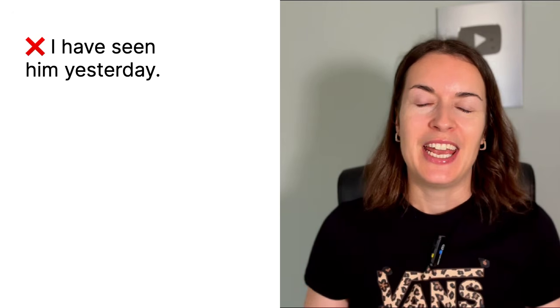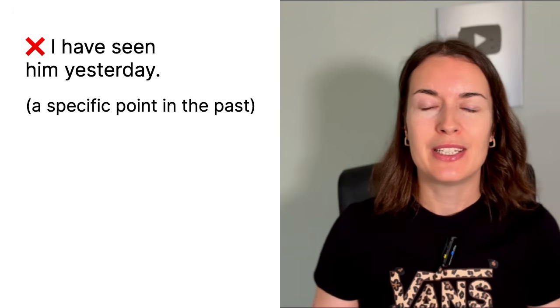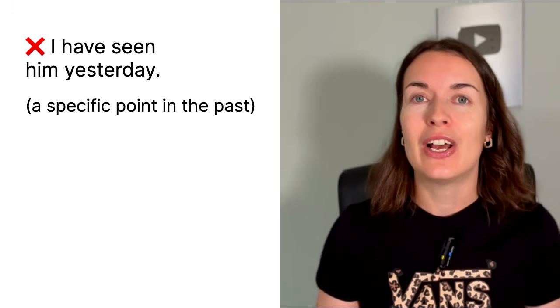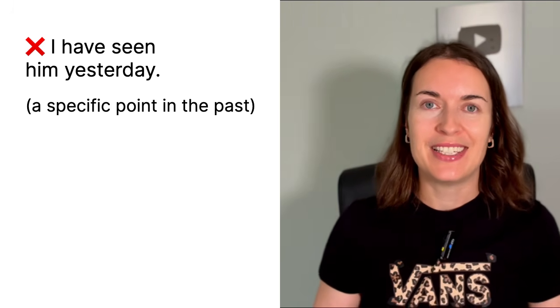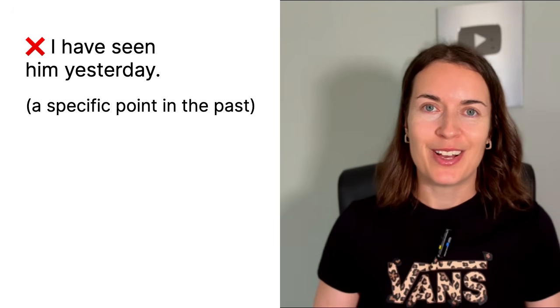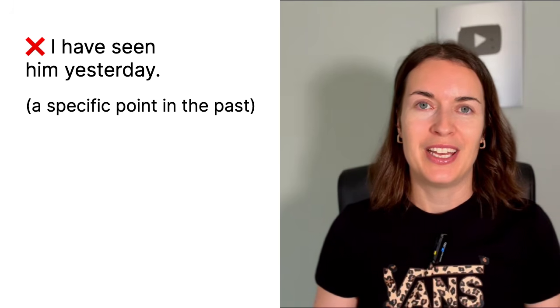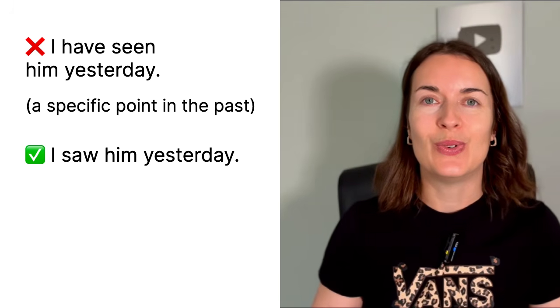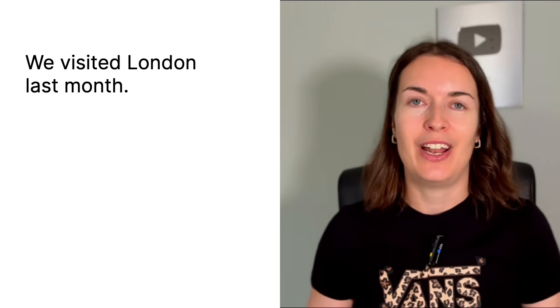The next mistake is very, very common. So tell me, do you make it too? I have seen him yesterday. So when we're talking about a specific point in the past, like yesterday, last week, last year, we need the past simple because this sentence is only about the past. It happened yesterday at a specific point in time. So I have to say, I saw him. I saw him yesterday. We visited London last month. Again, it's just about the past.